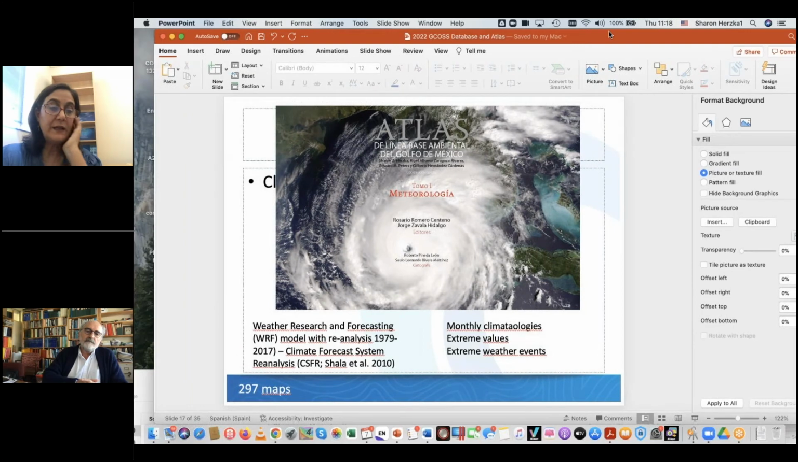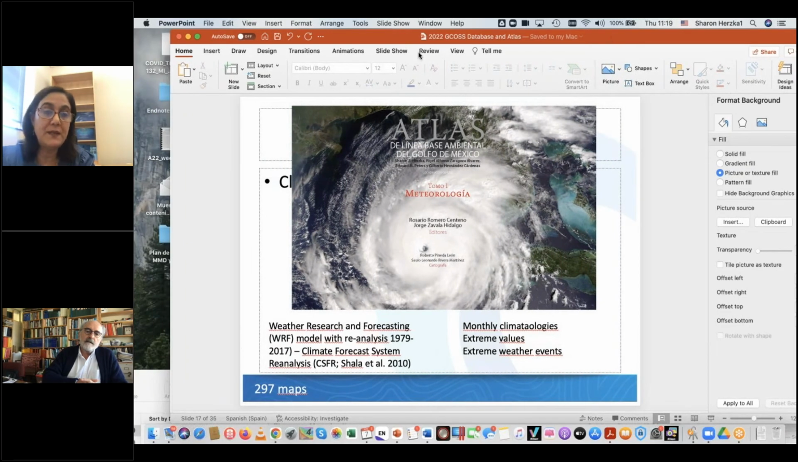This is basically illustrative for the rest of what I'm going to present. This is volume 1 on meteorology. They did a reanalysis of a very extensive data set that extends from 1979 to 2017. And they present monthly climatologies for about 10 different types of parameters, extreme values, extreme weather events. It's very rich, and I think it can be a very useful resource for a variety of sectors.